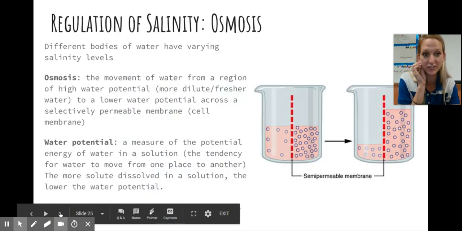Okay, regulation of salinity. Osmosis is just the movement of water from an area of high water potential to low water potential, or an area where it's more fresh to where it's less fresh. Definition of water potential: it's the measure of potential energy that water will have in a solution for it to move from one place to another. The more dissolved particles you have in a solution, the lower water potential that you have.